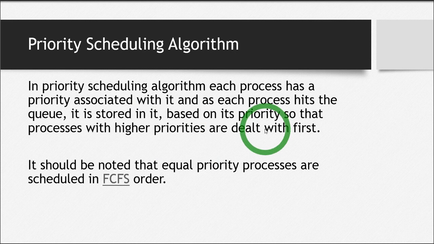The question now is, what happens if two processes or more than one process have equal priority, the same priority? What will happen then? In that case, they will be scheduled in FCFS order. That means in case of same priority, whichever process comes first will be executed first. Now let's see this algorithm in a little bit more detail.